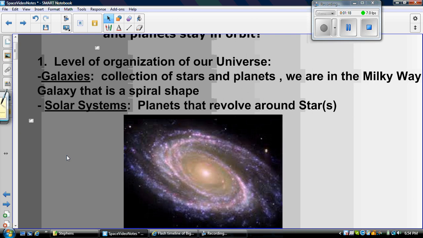Then galaxies are made up of stars and planets in solar systems. Solar systems are inside galaxies, and solar systems are basically planets and other objects that revolve around either one star or more than one star. So that's the level of organization in our universe. You start off with the big universe, which is a collection of galaxies. Galaxies are collections of solar systems.